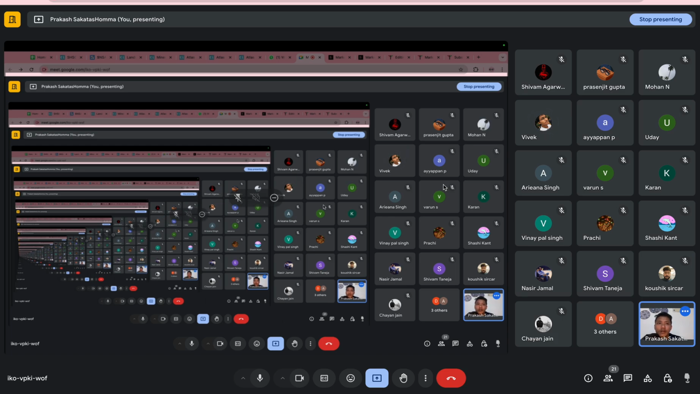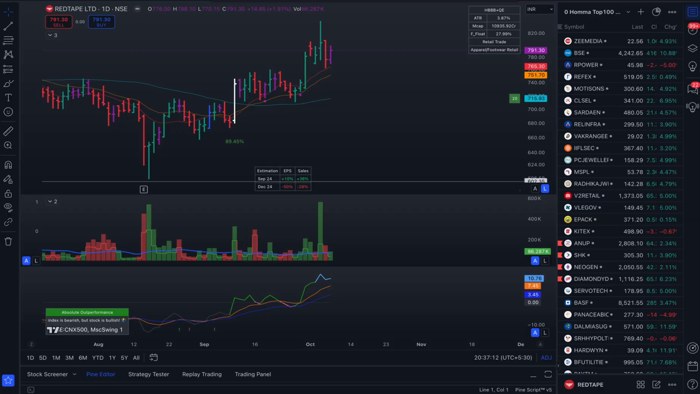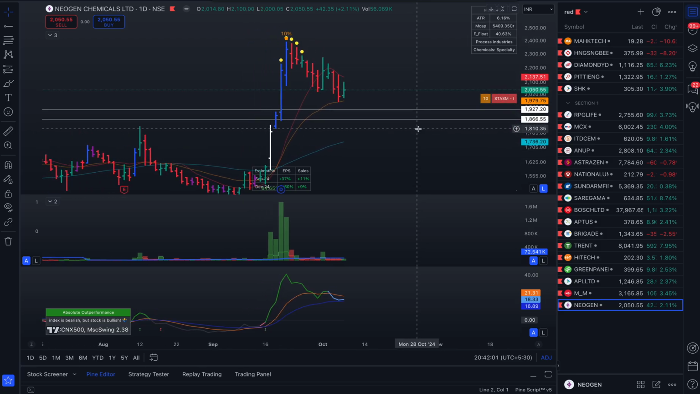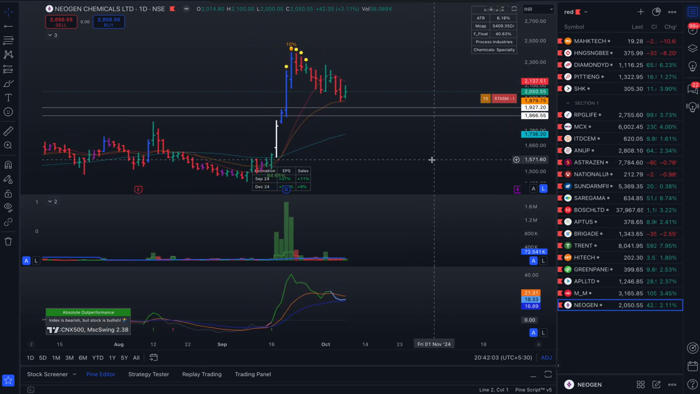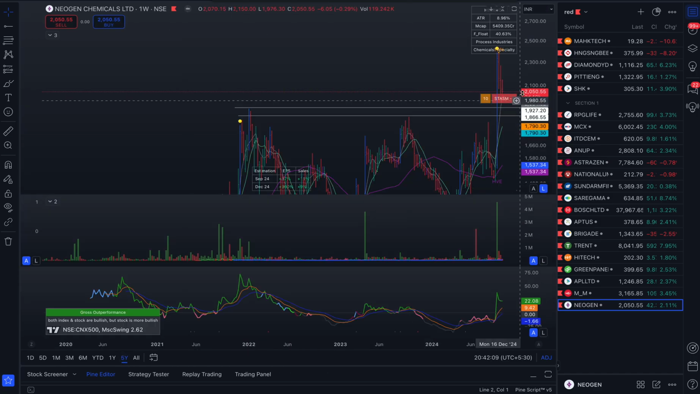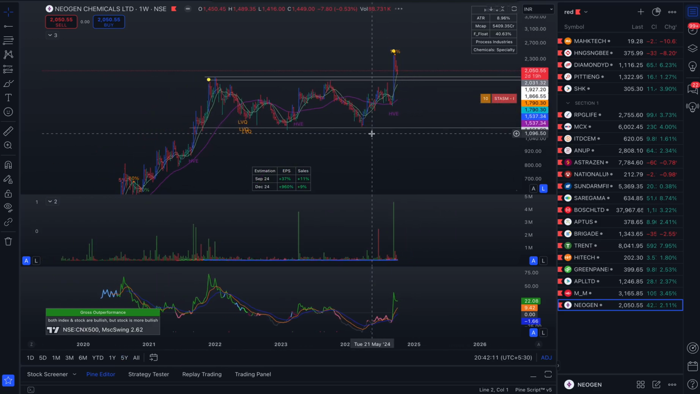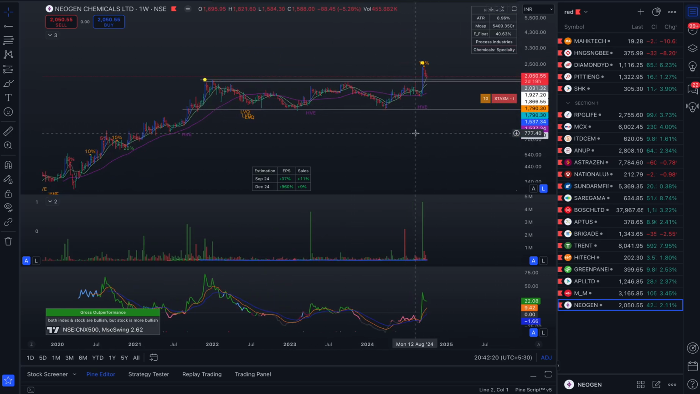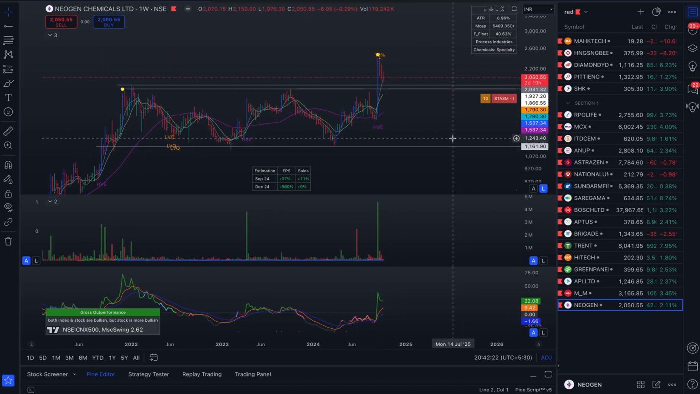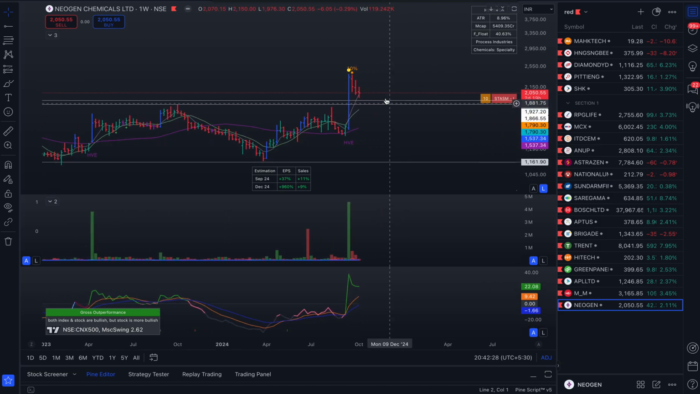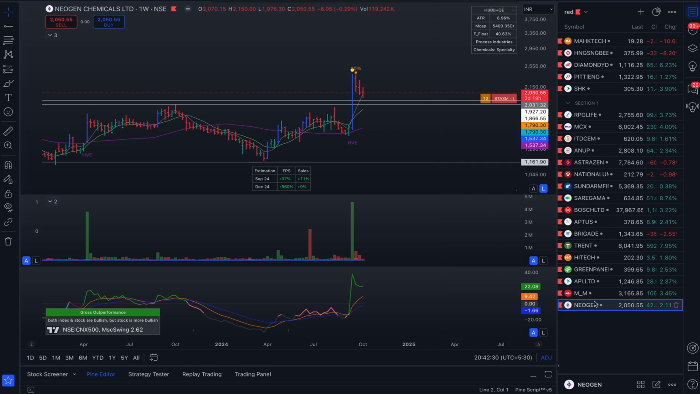Right. For now, what I have in the list is, I really like Neogen, for example, for the reasons I have already told. This is a huge base breakout. If I go to weekly, you can see this is a huge stage 2 continuation base. I was very fortunate to already get an entry here, but that is in a different long term thing. Right now it's very nicely set up as a momentum play as well.